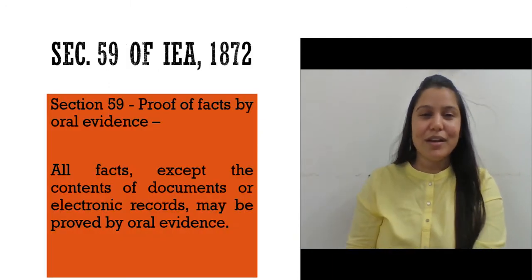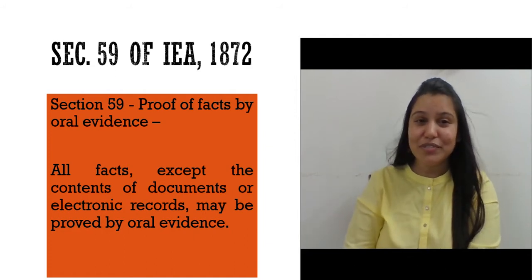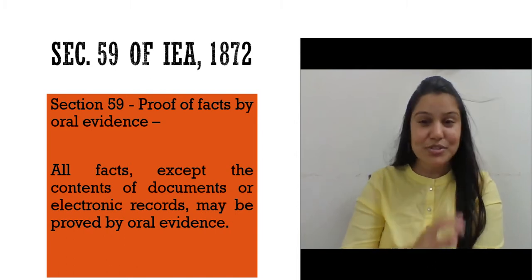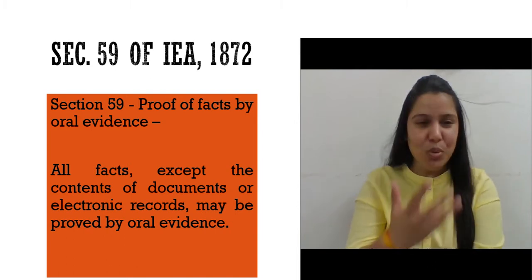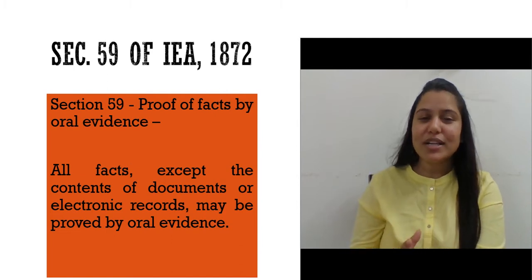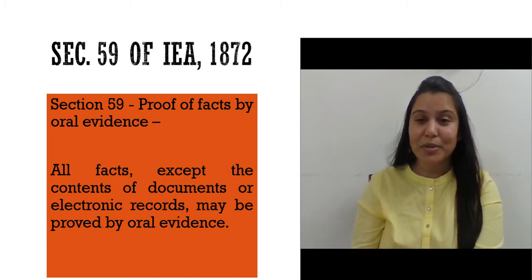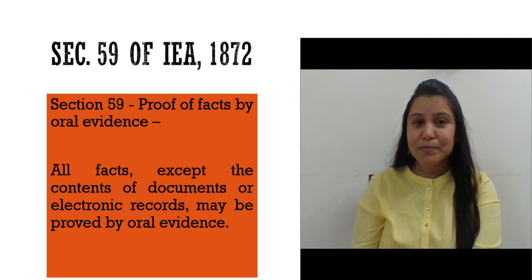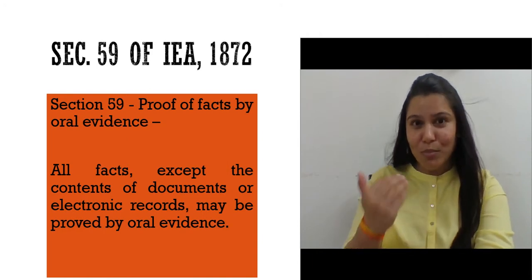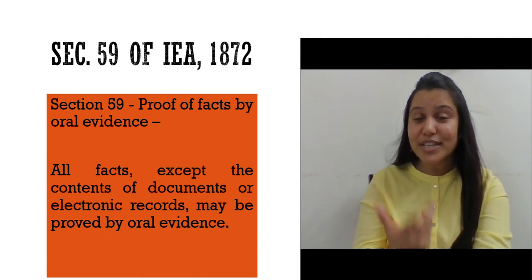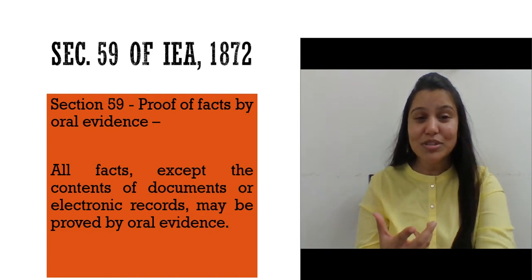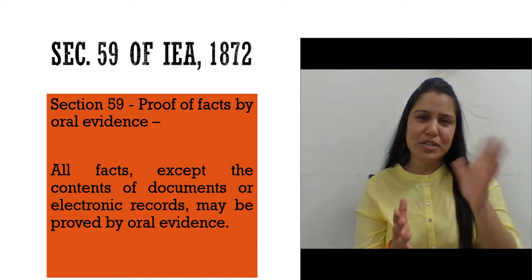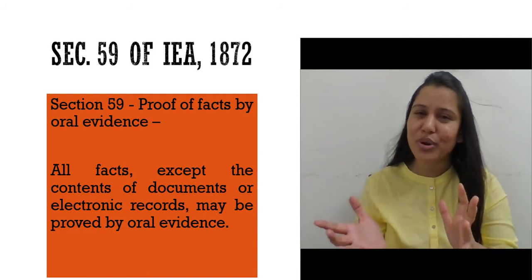Now, section 59 of the Evidence Act says, proof of facts by oral evidence. Let's read the whole thing in the definition. All facts except the contents of documents or electronic records may be proved by oral evidence. So here, instead of getting more of a definition, we have got the exception. What are the exceptions? The exceptions are two, or you can say it is just one, but one is the document and the other is the electronic record.